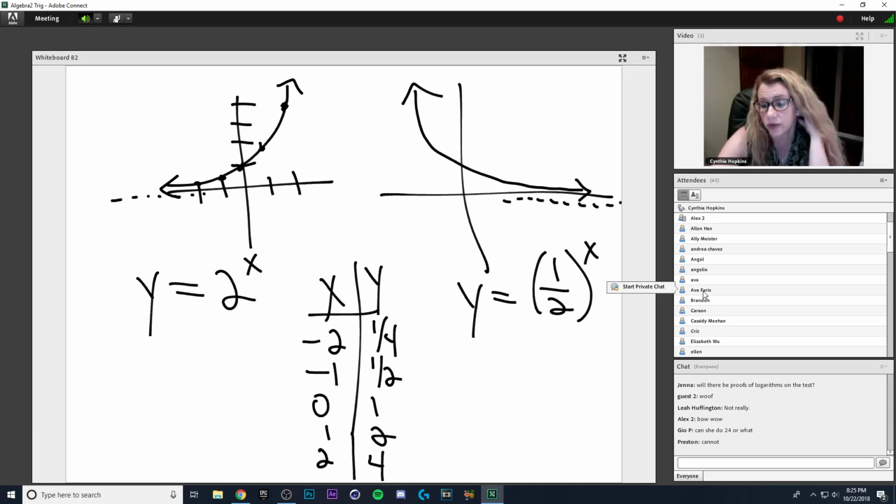Okay, and then you would do the same thing for this, a little bit trickier when your base is a fraction. Negative exponents, remember, mean the reciprocal of that base, and then squared or cubed or whatever. Okay, Jordan, I hope that helped.